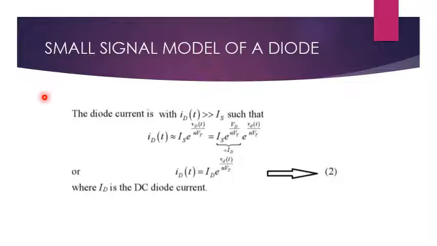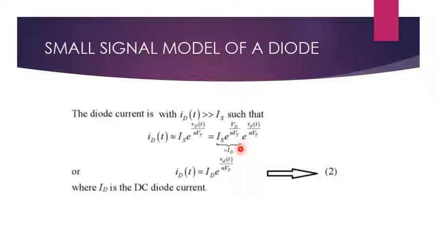Now, we are going to write the diode current. The diode current equation is I_D(t) equals I_s times e to the power of V_D(t) over eta V_T. Eta is 1 to 2 for silicon, and for germanium it is 1. So I_s into e to the power of V_D over eta V_T.